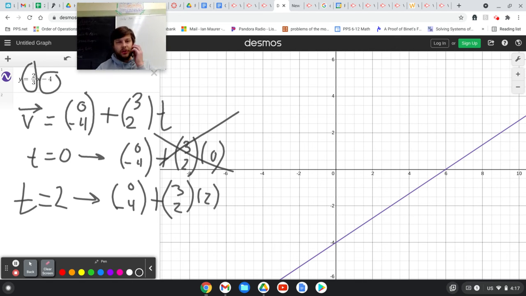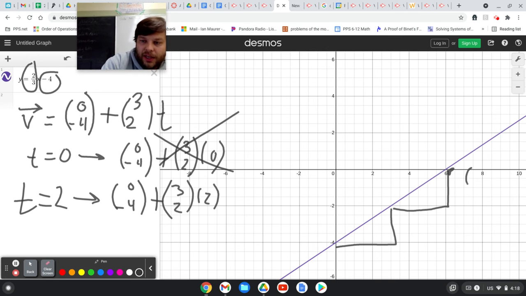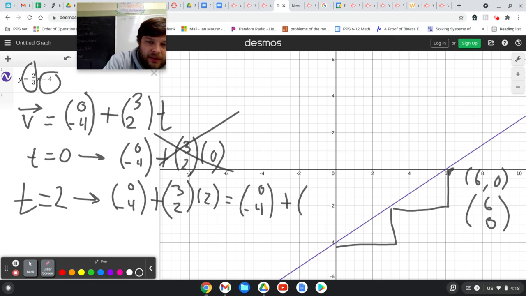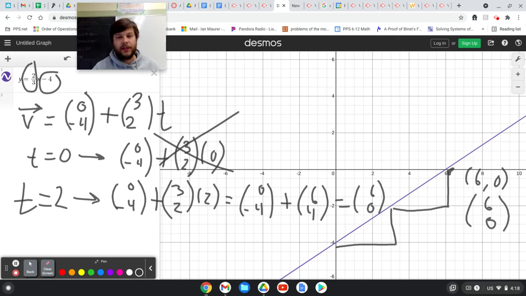I'm essentially moving two slopes over. I can do it visually. I can move 3 steps over, 2 steps up, 3 steps over, 2 steps up. The answer I should get should be 6, 0. Or if I write it as a vector, 6 is the x, 0 is the y. Let's see how it works out with our vector math. When I multiply a vector, 3, 2, by a scalar, 2, I just multiply each of the coordinates. So we have 0, -4, plus 3 times 2, 2 times 2. When you're adding two different vectors, you just add the coordinates. 0 plus 6 is 6. -4 plus 4 is 0. So we get 6, 0.